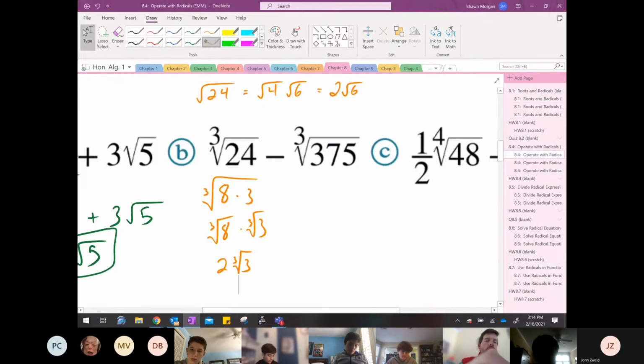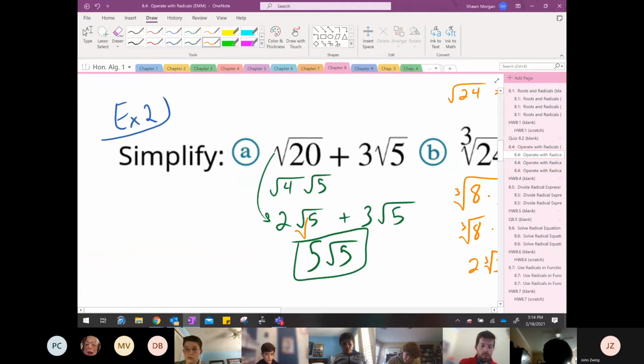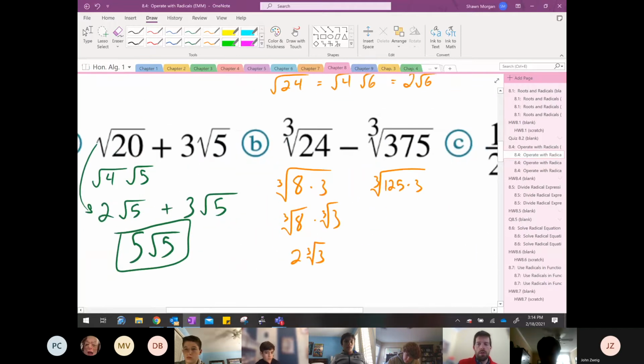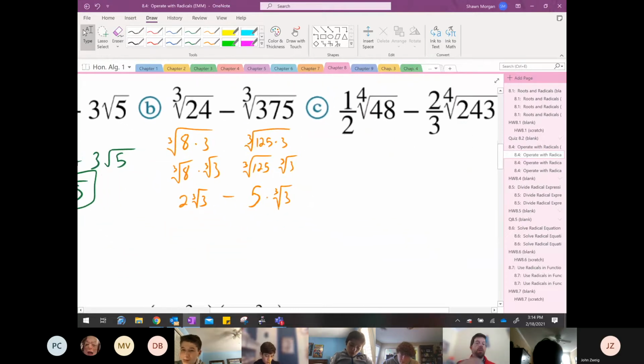125 indeed. So just like we did with 24, we could split this up as 125 times 3. The cube root of 125 is 5, and the cube root of 3 just stays cube root of 3, right? Now we've got it to where they're both cube roots. They both have the same radicand, so now I can just subtract their coefficients. So my final answer would be -3 cube root of 3.